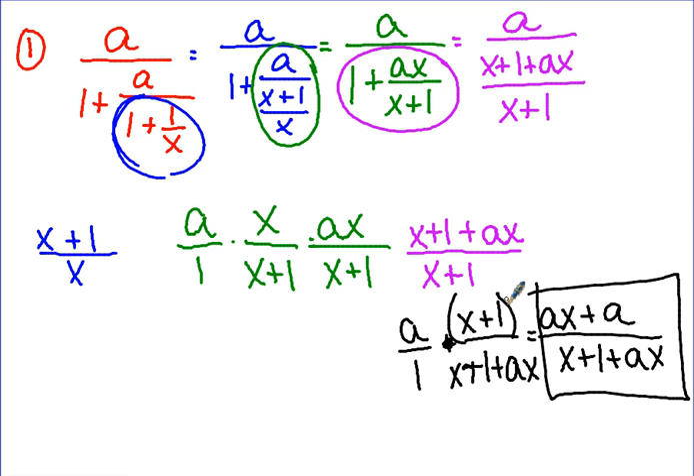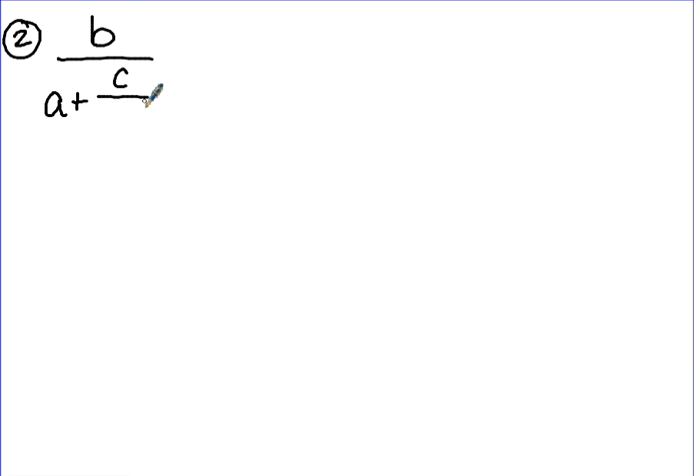All right, let's work through one more together before I have you do one by yourself, just in review. We have b over a plus c over (x plus 1 over y). I don't know if this one will be harder or easier because we have all different variables, but we'll see.